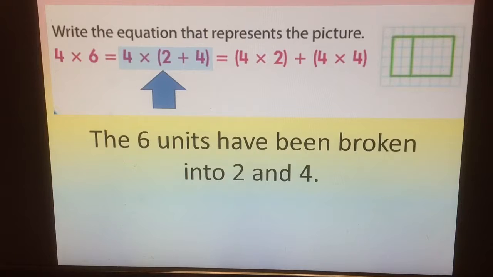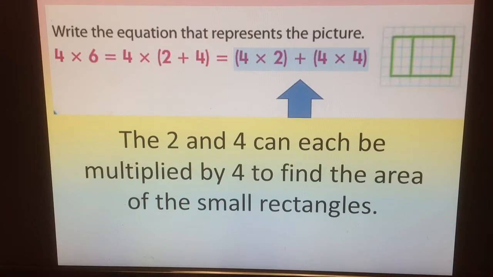Then we break it up even further. Look at where the arrow goes now. The 2 and the 4 each get multiplied by 4, so this is really what they're calling the distributive property. That 4 that we were multiplying, we're multiplying it by 2, and we're also multiplying that 4 by 4. So it's 4 times 2 plus 4 times 4, same as 4 times 6. And it really is. 4 times 2 is 8. 4 times 4 is 16. 8 plus 16 adds up to the same as 4 times 6.